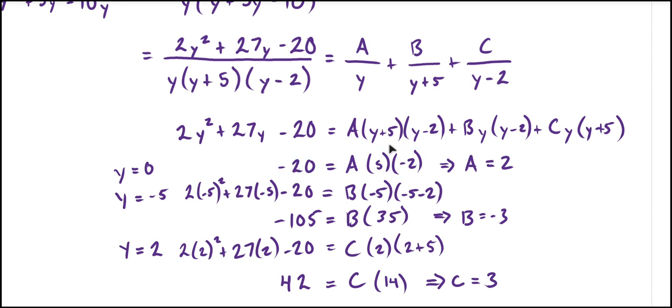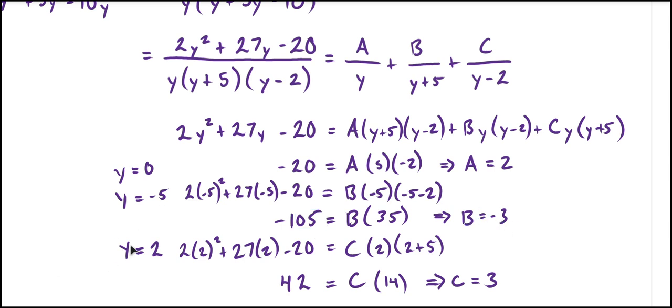We could repeat that with the other roots. For example, if I plug in y equals minus 5, over on the left-hand side, that evaluates to 105, and on the right-hand side, it has the effect of canceling the a and c terms, but leaving the b term as negative 5 times negative 5 minus 2. So this is going to give me 35, and dividing this over into the 105, we get negative 3.